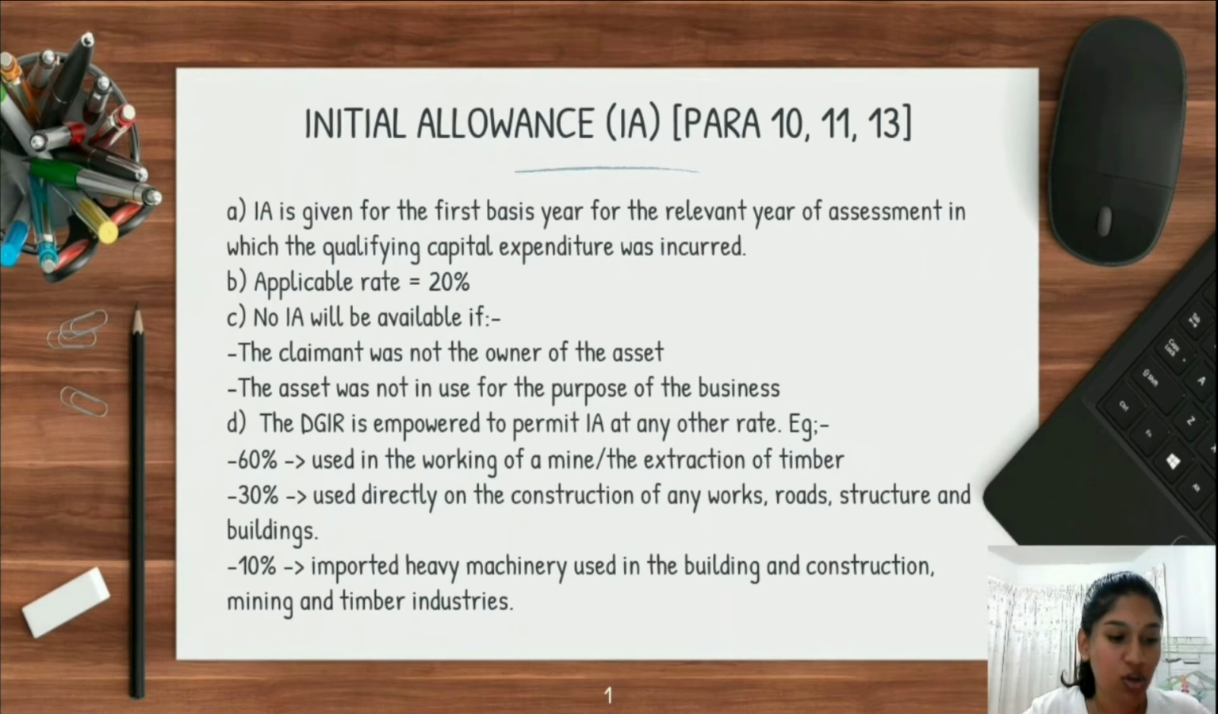An initial allowance of 30% is given on qualifying capital expenditure on plant and machinery used directly in the construction of any works, roads, structures and buildings. The initial allowance and annual allowance rate in respect of imported heavy machinery used in the building and construction, mining and timber industries are 10%.